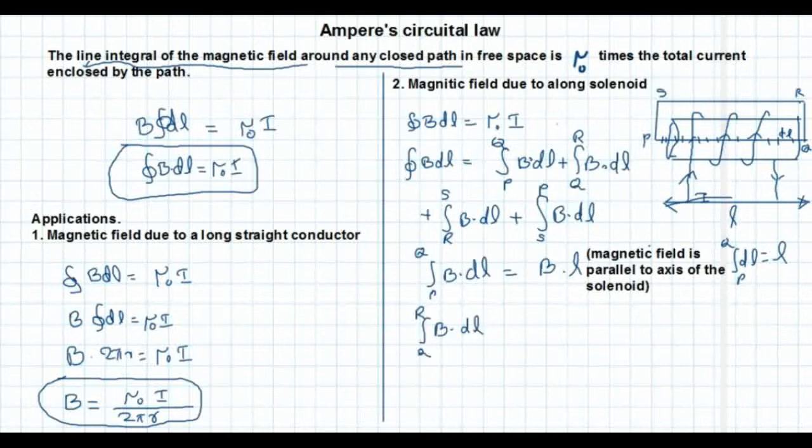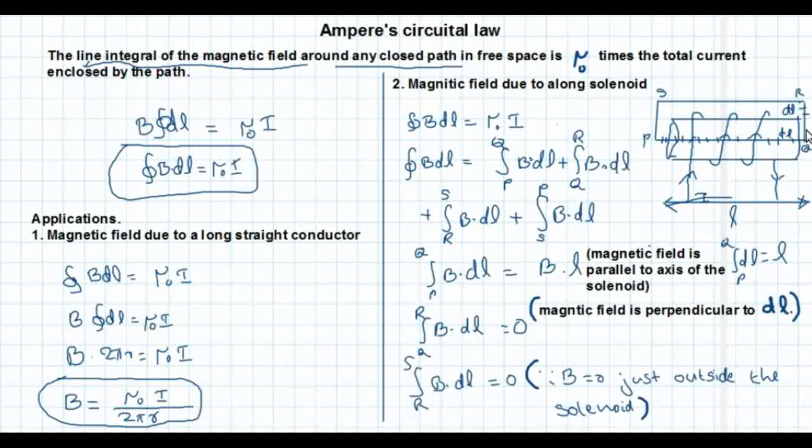Then what is integral B dl from Q to R? This is the side Q to R. So here dl means a small portion of the side QR, and in that case that dl will be perpendicular to the magnetic field B. So B is present this way, and dl is perpendicular to that, and cos 90 will be 0. Therefore the value of B dot dl will be 0. That means for the side QR there will not be any magnetic field contribution.